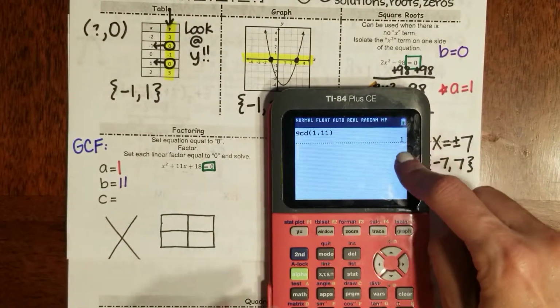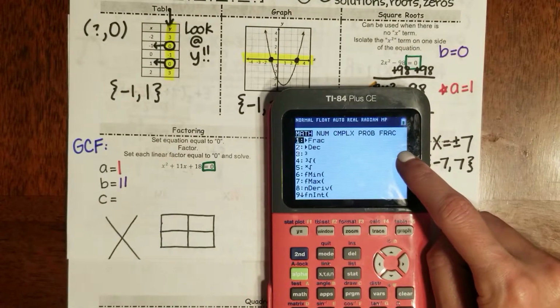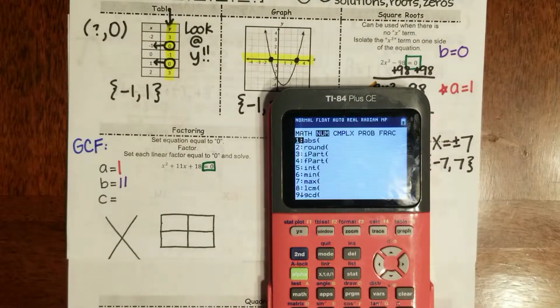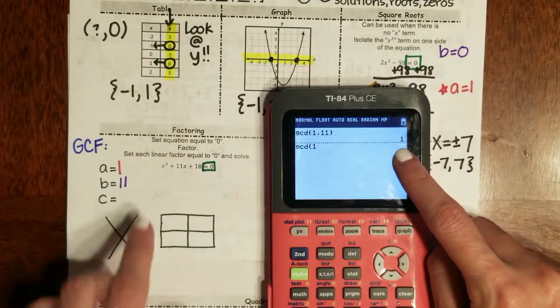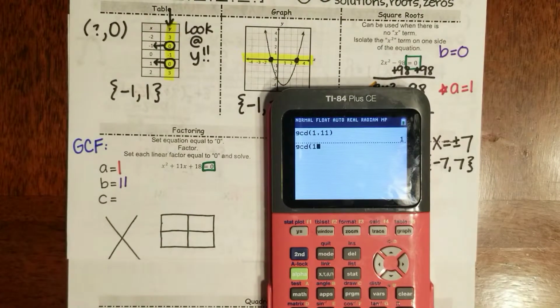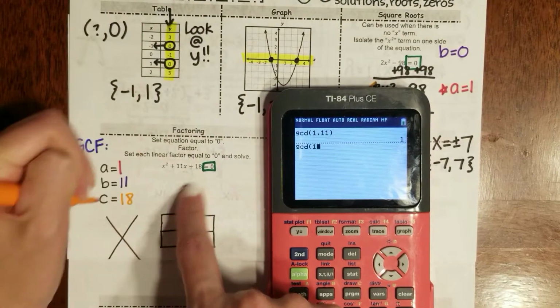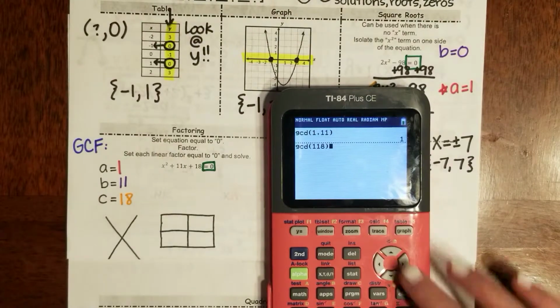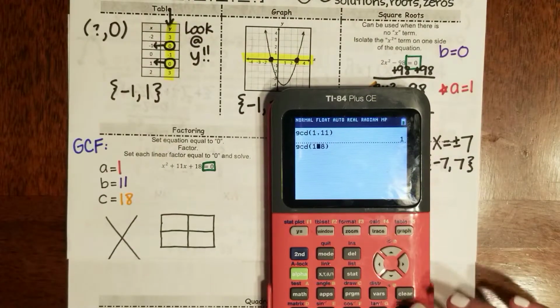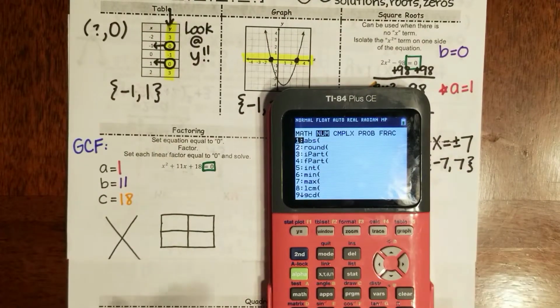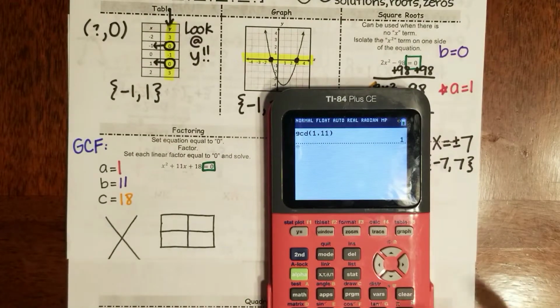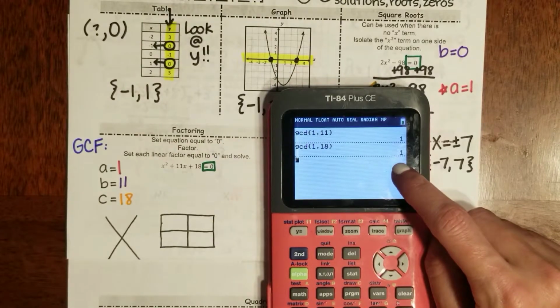I'm going to use this GCF answer, and then I'm going to GCF it with the constant. Remember, if any of your coefficients are negative, you always have to put the positive answer. So I'm going to do this again because I did not put a comma between them. It's important to do that. And my GCF is a 1.